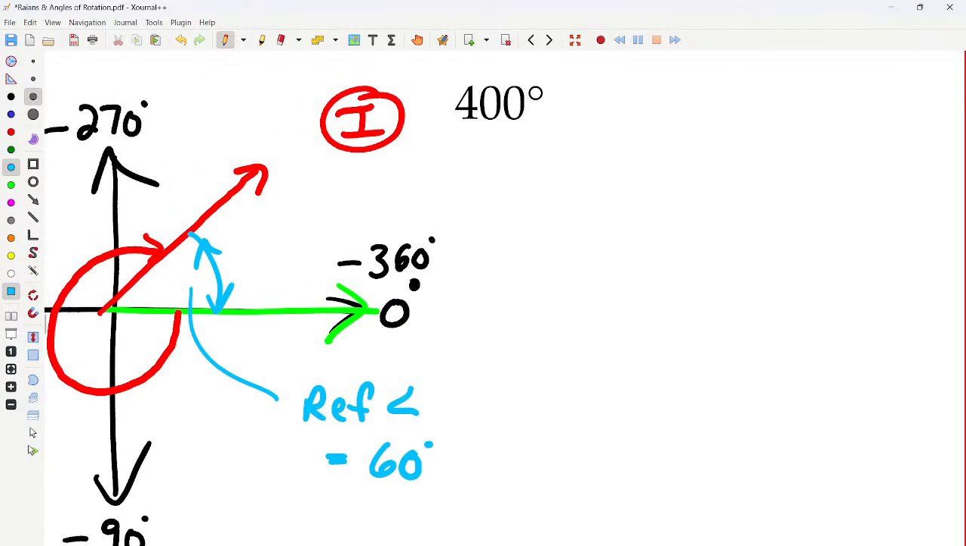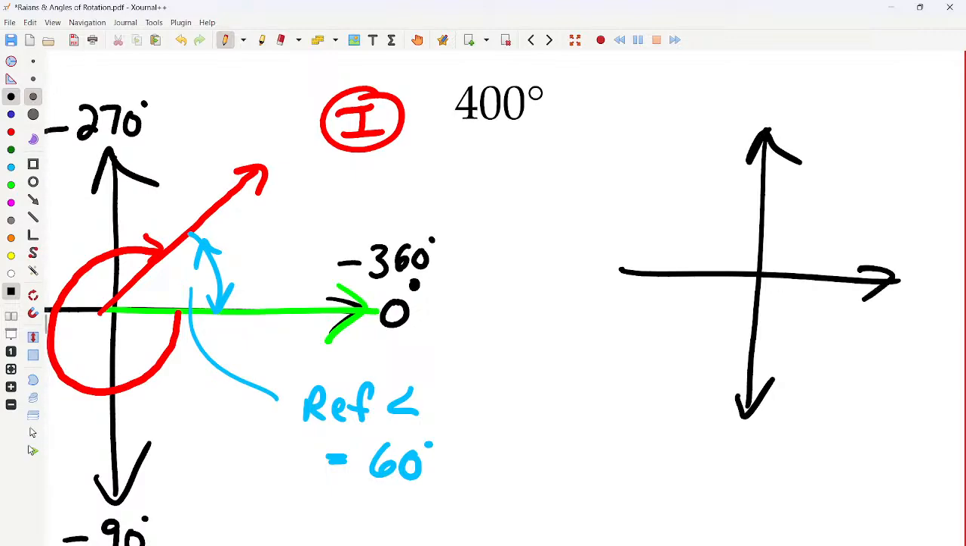400. Let's go. Boom, boom, boom. All right. Now I'm not going to baby you because I know you know more. I hopefully you know 90, 180, 270, 360. Bro, 400 is definitely more than 360. What does that mean? It means we're going to go more than one circle.